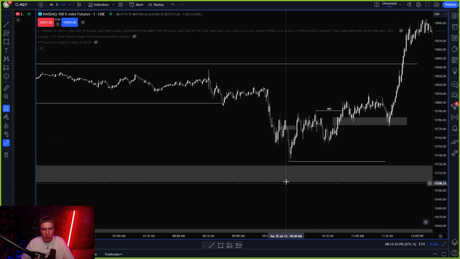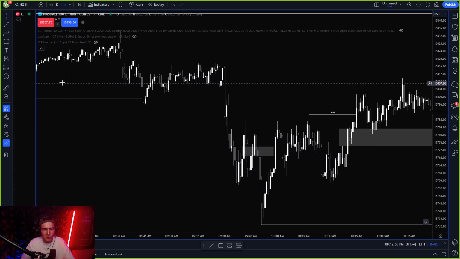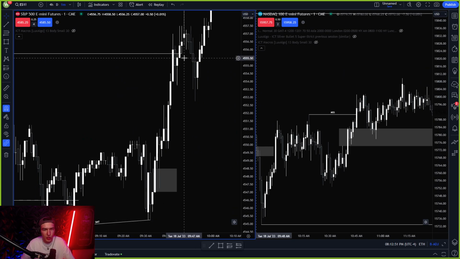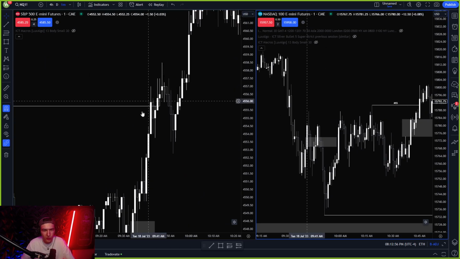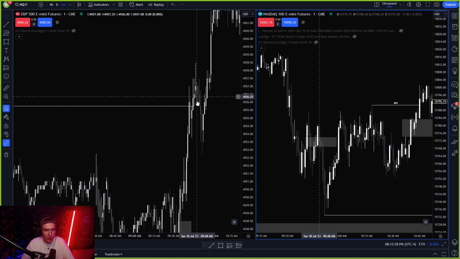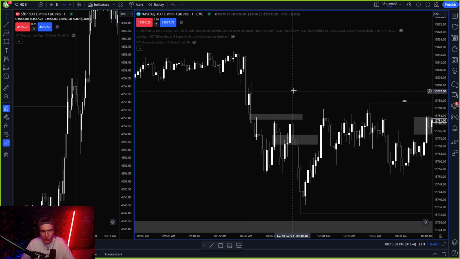I'm expecting the draw on liquidity to probably be this fair value gap. When I see a massive move down, I can see ES is pushing higher, right? ES is pushing, and I start to see ES start to displace back inside this range, right? We just swept this high. We're starting to sell back off, and I can see NQ comes up, rejects this fair value gap.